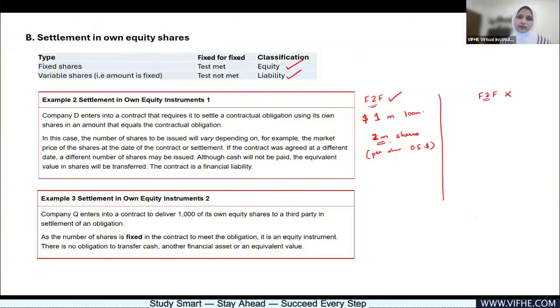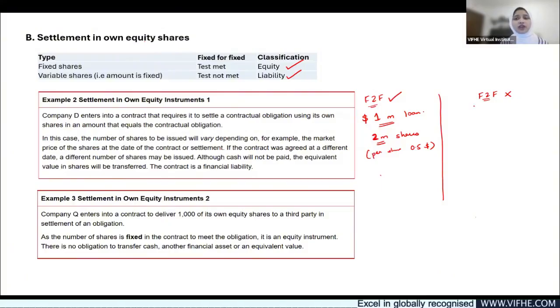If I have to give 2 million shares, the worth is $0.5 each, so if I multiply, it's 1 million only. But after 2 years, when I actually issue the shares, let's say the market price is $1. Then I'm actually repaying $2 million by issuing 2 million shares. So if the shares are fixed but the amount is not fixed, then the nature is equity. It's not a liability, because you're not guaranteeing that you're going to make this 1 million payment. Whatever the market price of the share is, the other party will enjoy that. It could be low, it could be high. What I've fixed is only the number of shares. So it's equity.